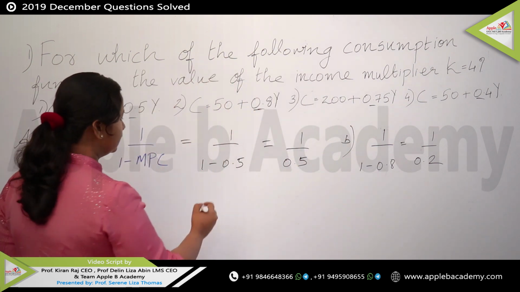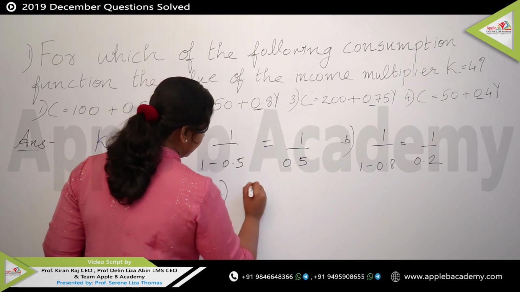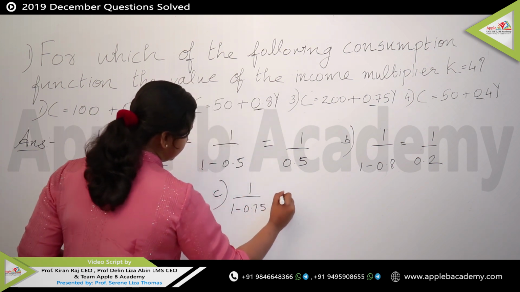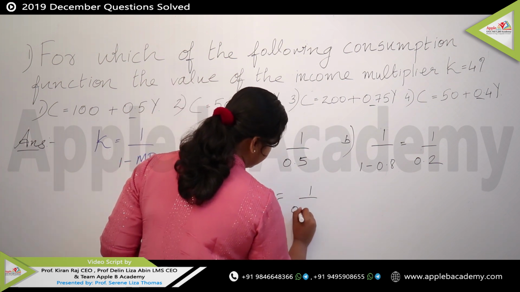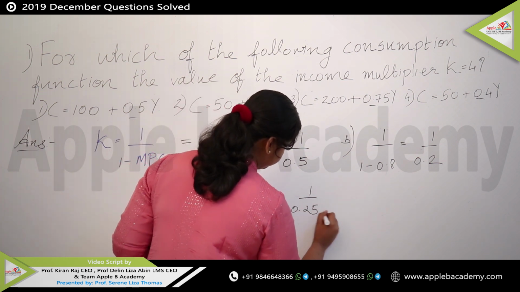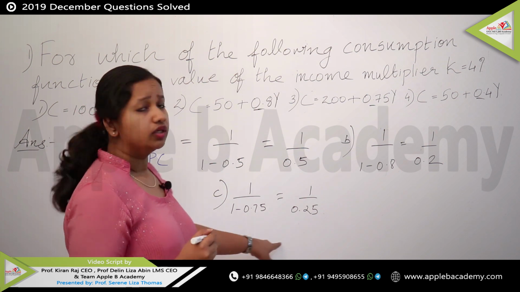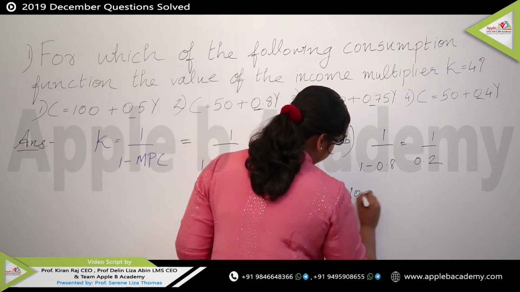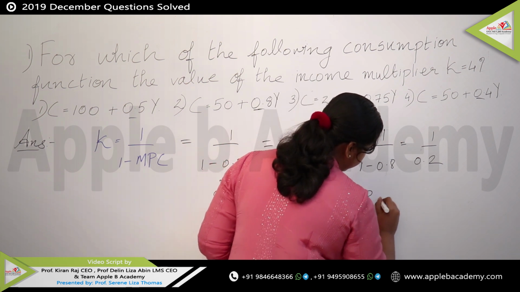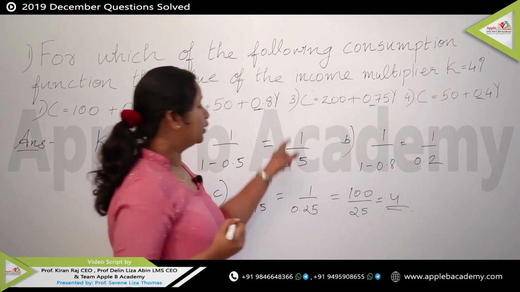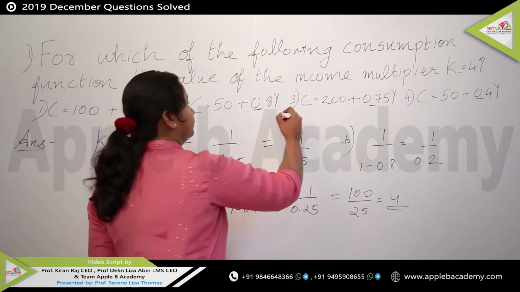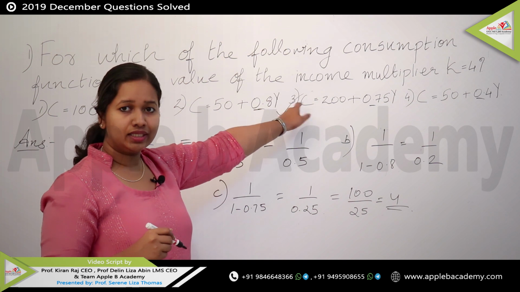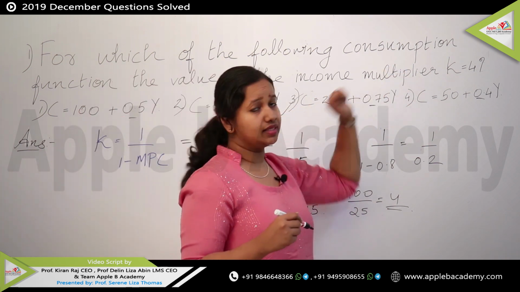Now let's look at the third option, C: 1 by 1 minus 0.75, which is 1 by 0.25. So you get this as 100 by 25, which is equal to 4. So the answer is option 3, C equal to 200 plus 0.75y. Only in this option you get k as equal to 4.